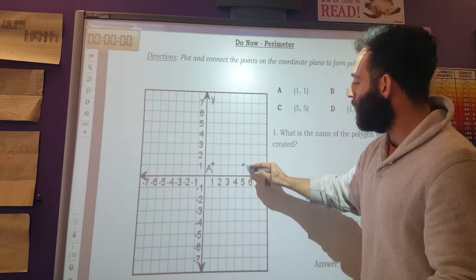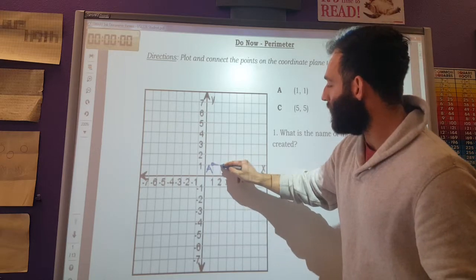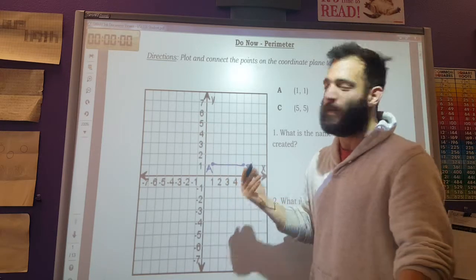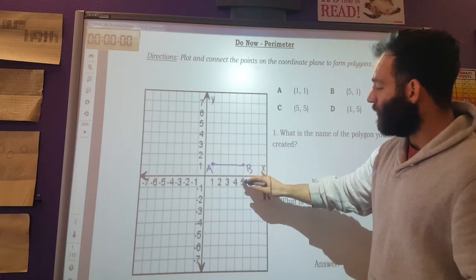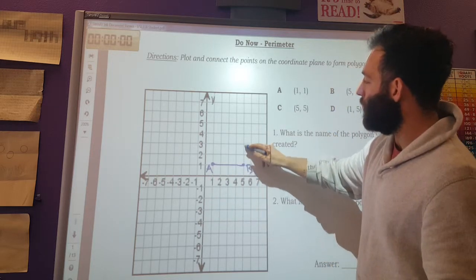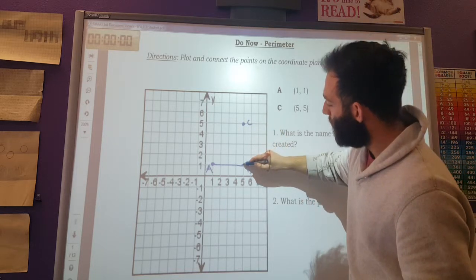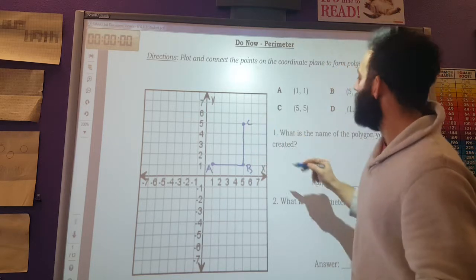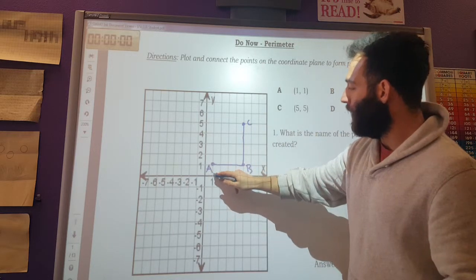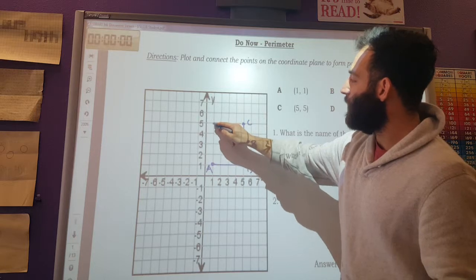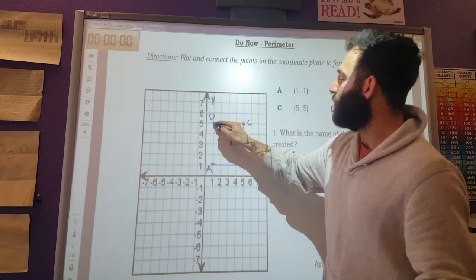Now what I'm going to do is as I plot my points, I'm going to connect the dots in order. So point C is at 5, 5. So I'm going to run 5, jump 1, 2, 3, 4, 5. Label it with a C and connect the lines. Now letter D is at 1, 5. Plot my point. Go from C to D.